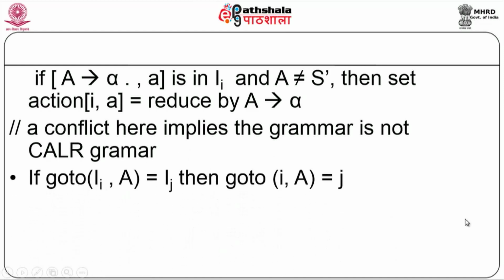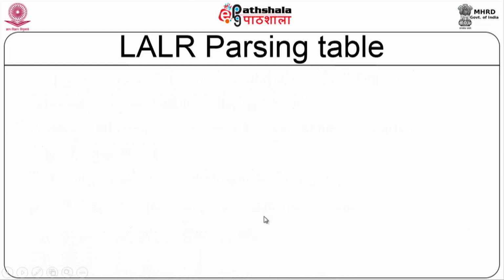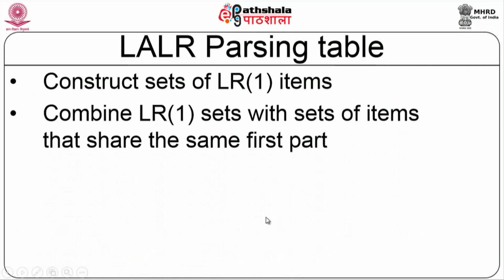So, that is applicable here also, okay. And again this goto is the same, this is also the same, but what we are trying to do here is use the item set construction, and we are going to combine the LR(1) sets with sets of items that share the same first part, and then we are going to reduce the number of rows in the table.